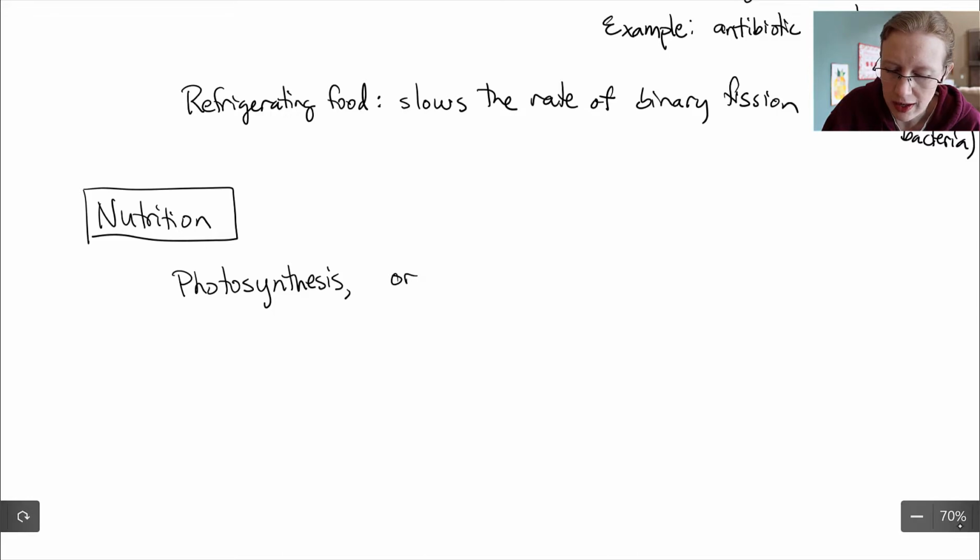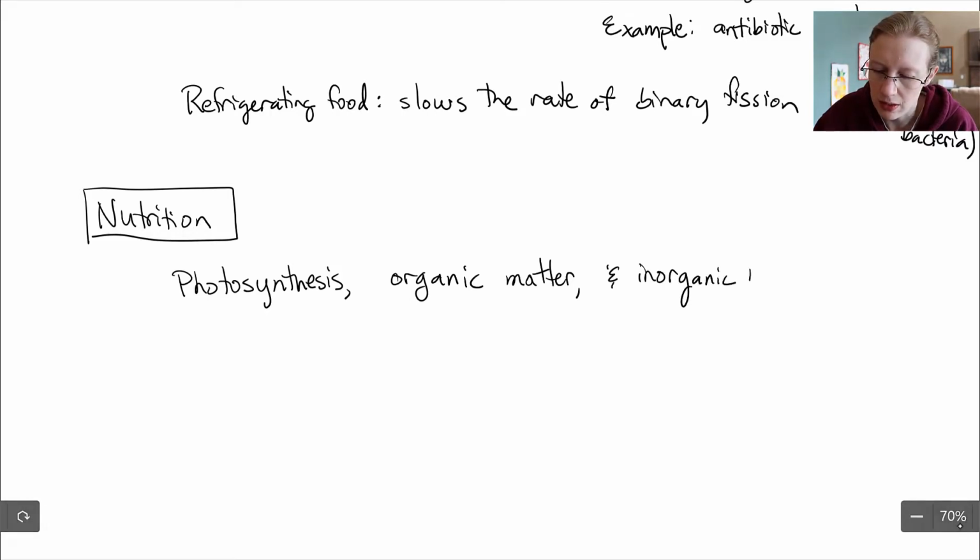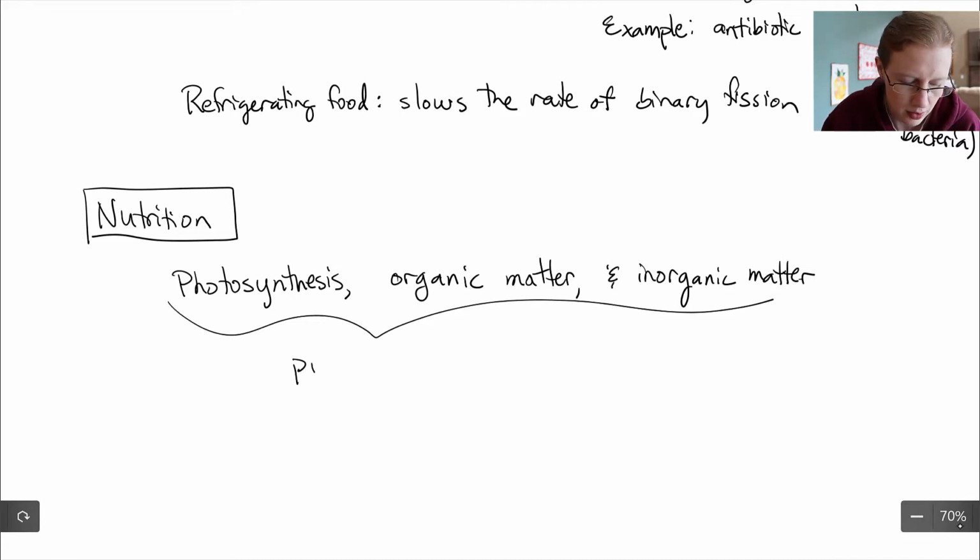Others rely on organic matter. So it's kind of like they have to eat. They have to take up organic molecules and use those as a food source. Others are capable of living off of inorganic matter, meaning not the biological molecules, but other sorts of molecules. We'll put some examples down in just a second. All of these are possible nutrient sources for prokaryotes.